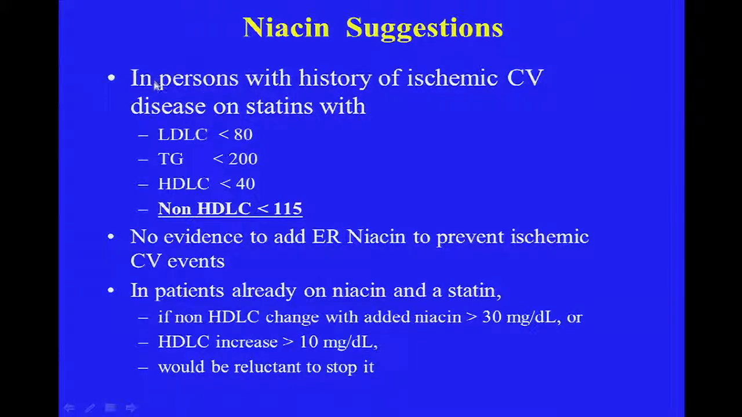So this is what my suggestions are. In a person with a history of ischemic cardiovascular disease, with LDL less than 80, triglycerides less than 200, but low HDL, and a non-HDL less than 115, there is no evidence to add ER niacin, no matter where the HDL is, because their non-HDL is already down at a very low level.